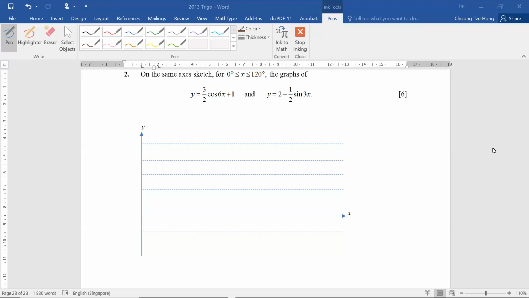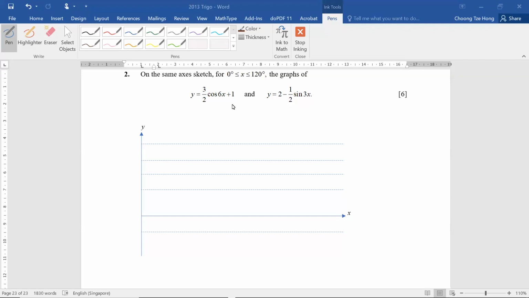Hi students, in this video I'll be going through the 2014 O-Level Paper 2 question 9 part 2. For this question we are asked to sketch on the same axis for x between 0 and 120 degrees the graph of y equals 3/2 cosine 6x plus 1 and y equals 2 minus half sine 3x. Alright, so let's sketch the first graph.